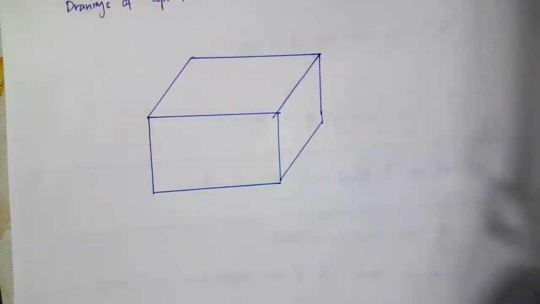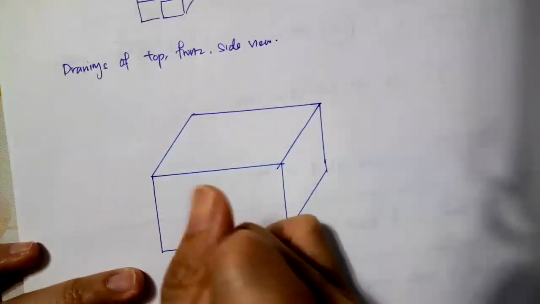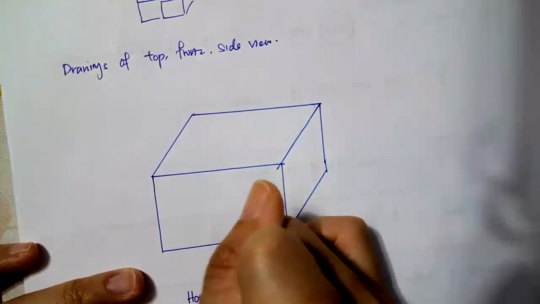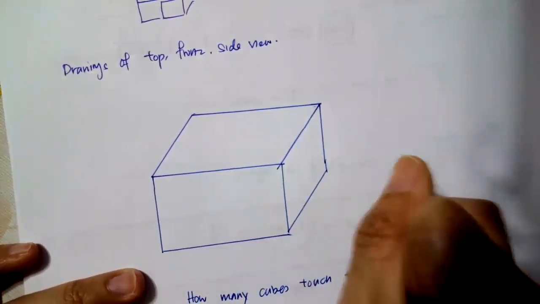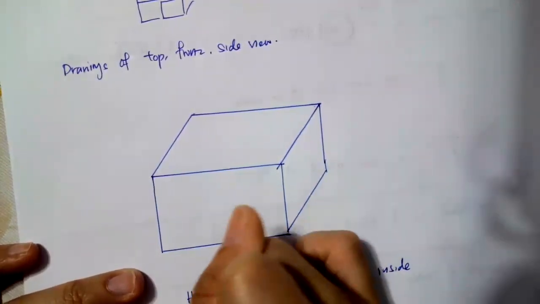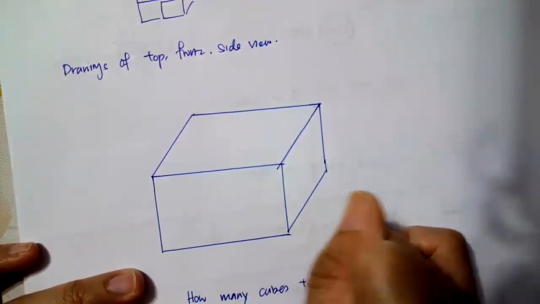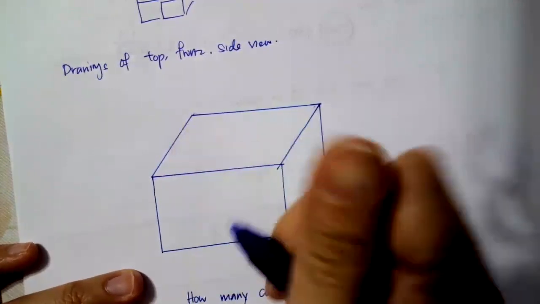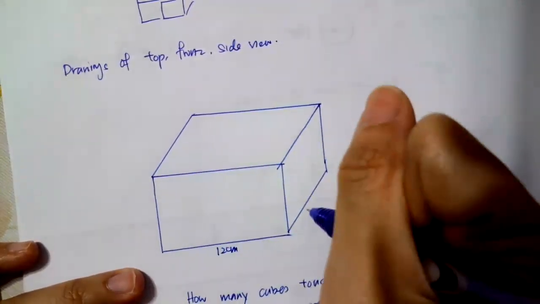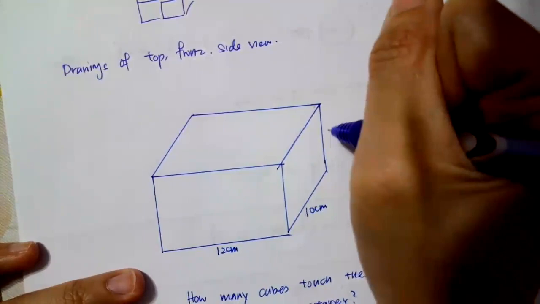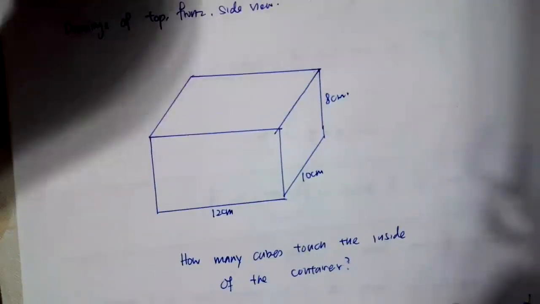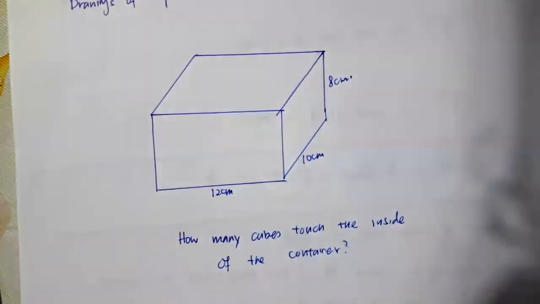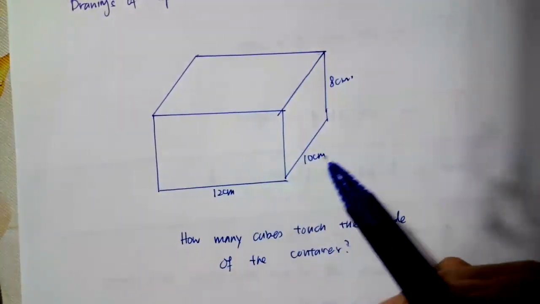Now, do you remember this question where they ask you how many cubes touch the inside of the container? So let's say I'm going to give you dimensions. This is 12 cm, this is 10 cm, and then the height is maybe 8 cm. And this is an open top container. I repeat myself, it's an open top container. So how do I find out how many cubes touch the inside of the container?